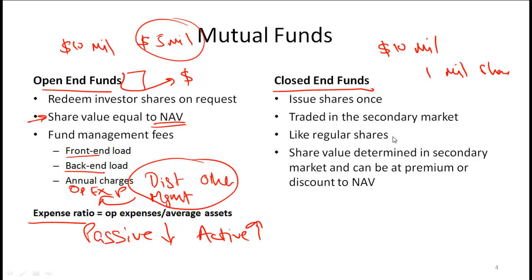But essentially they are like regular shares, and since they are like regular shares, the value is determined in the secondary market. And even though we need to be concerned about the net asset value, it needs to be kept in mind that closed-end shares can often trade at either a premium or a discount to NAV. So for example, if the market has a very high opinion of the fund manager and has expectations that the fund manager will do a good job in the future, then there will be high demand for this fixed number of shares, and most likely the shares will trade at a premium.